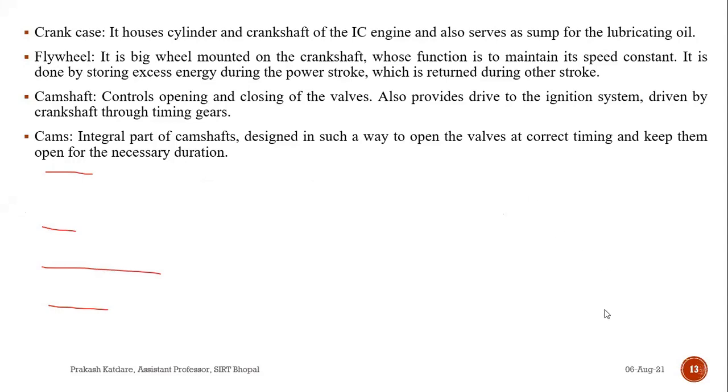The flywheel is mounted on our shaft, and it is maintaining the speed constant. That is, it is maintaining that whatever power we are getting is uniform. And how does it do it? It is done by storing the excess energy during the power stroke, and it will be returned during some other stroke or some other cycle. So these were the main components of the IC engine.